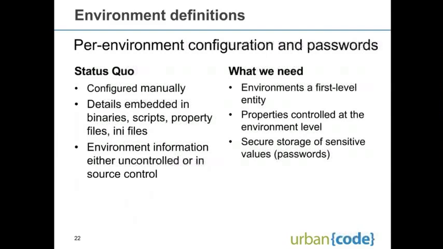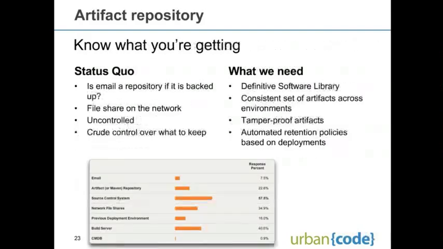All right, so we have our scripts now. We have our environment definition. Fantastic. So that means we've set out the proper way to do our steps across each environment. The next major element of a solution would be an artifact repository. In the artifact repository, the job there is to know what you're getting, to know that you're getting the same artifacts in each environment.